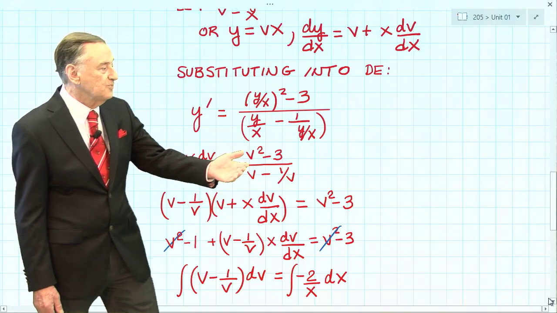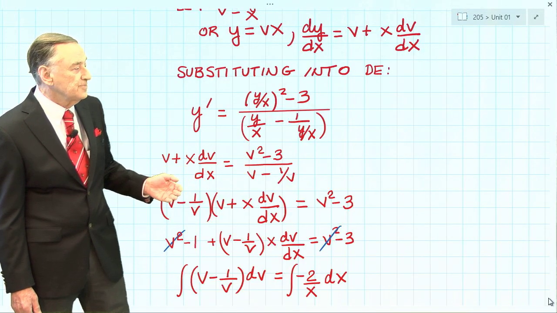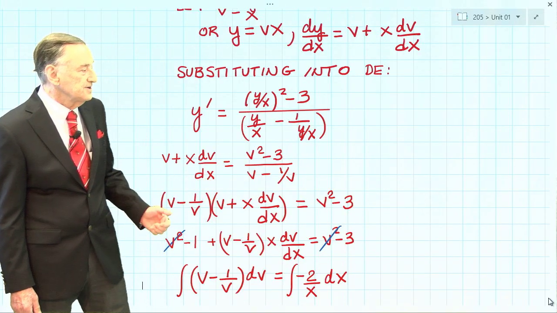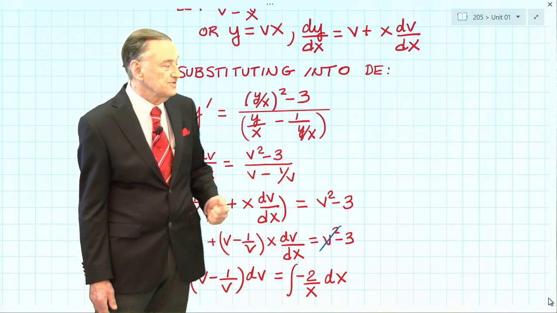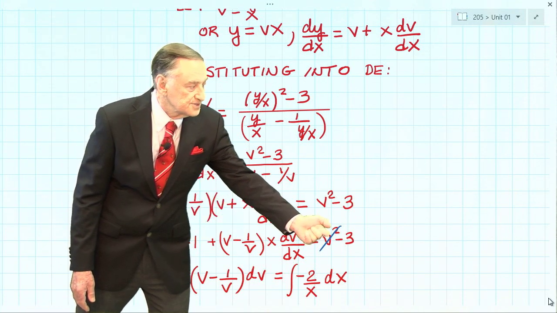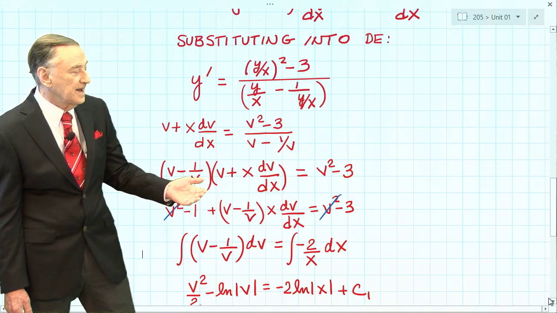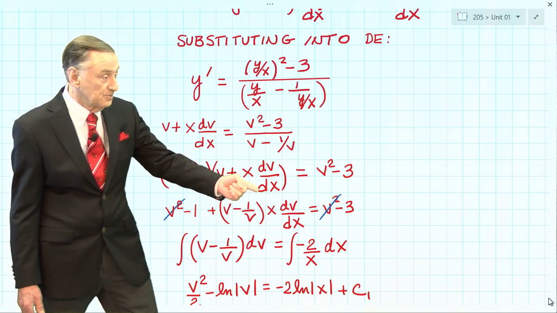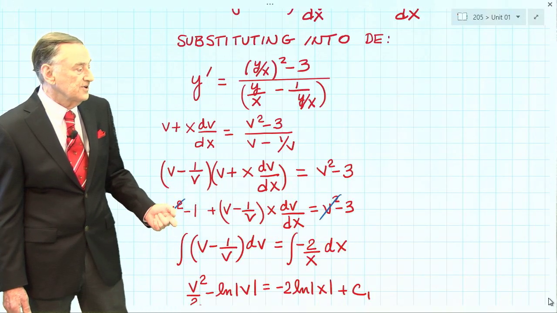Then in this next step, we've multiplied both sides by v minus 1 over v. We multiply this, and notice we have a v squared minus 1, we have a v squared minus 3. The v squares go out. We bring the minus 1 over with the minus 3 and get a minus 2, and we divide both sides by x. We also multiplied by dx there and got dx over x. So we have a variable separable.